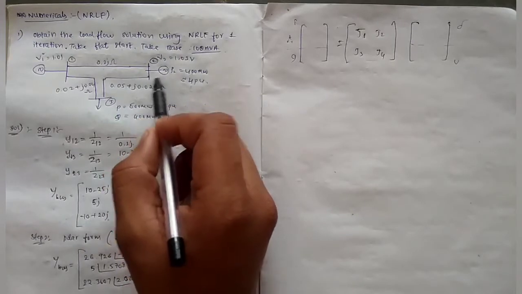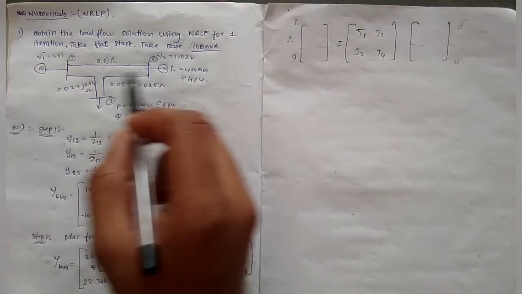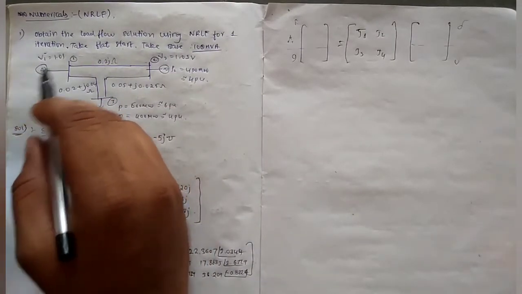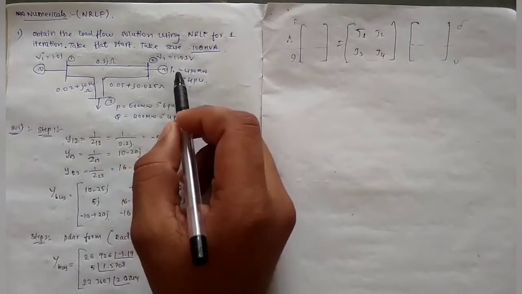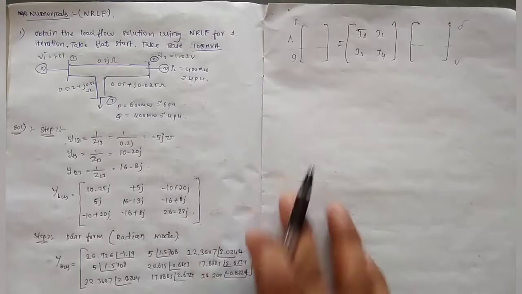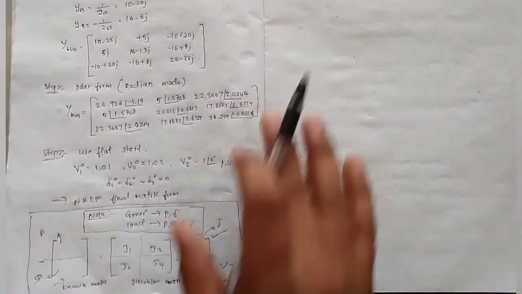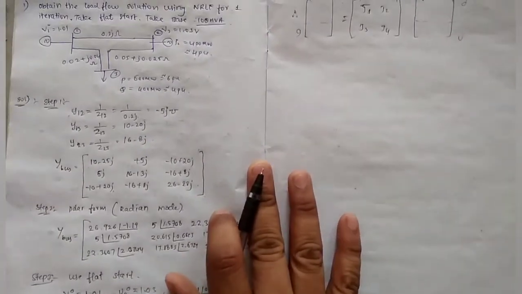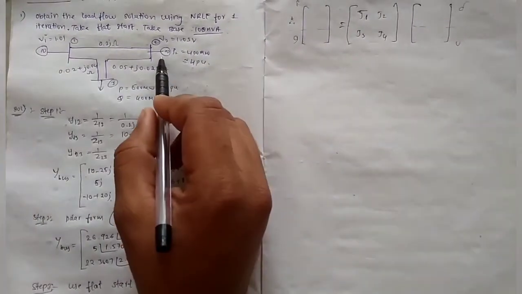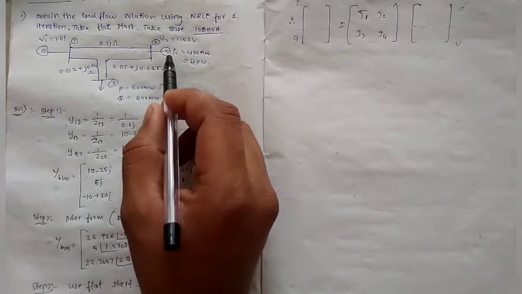First, at bus 2, we have a generator, right? Don't worry about the slack bus, remove this. At bus 2, we have a generator. Generator means PV bus. For generator, I have already told that we need to consider only P and delta. For load bus, we need to consider 4 parameters. Keeping this in mind, we have a generator at bus 2, so P and delta we need to consider.